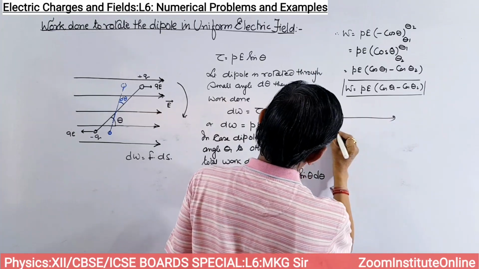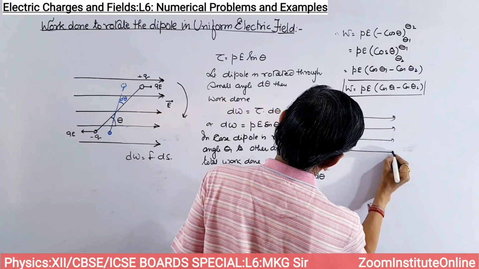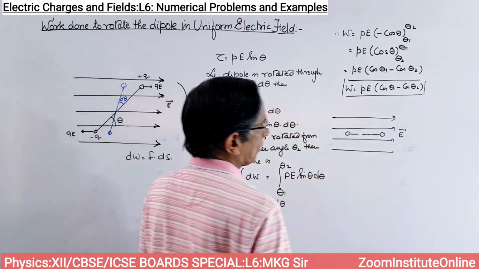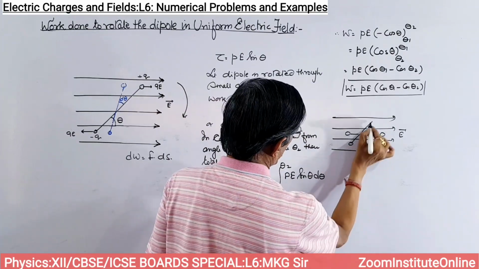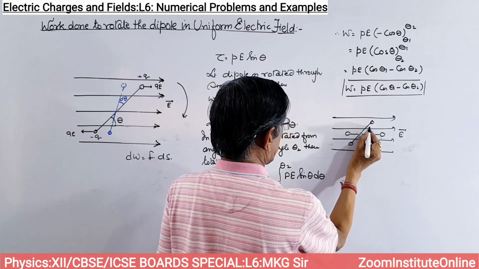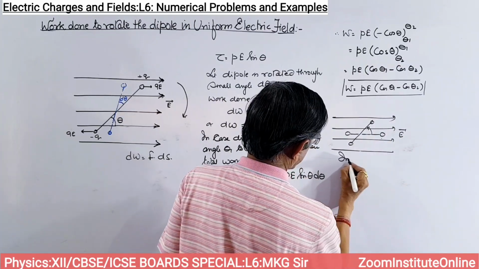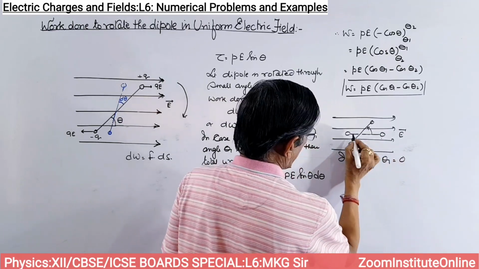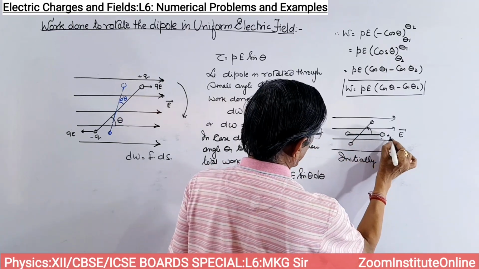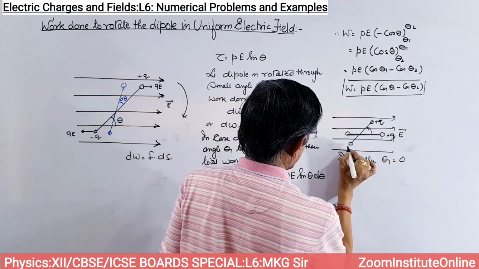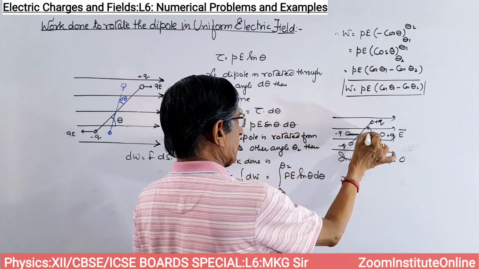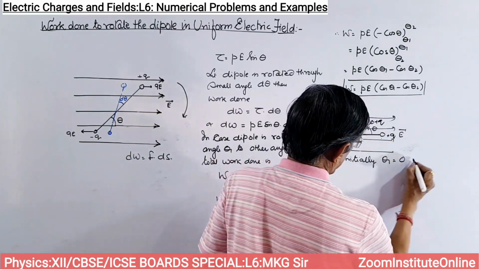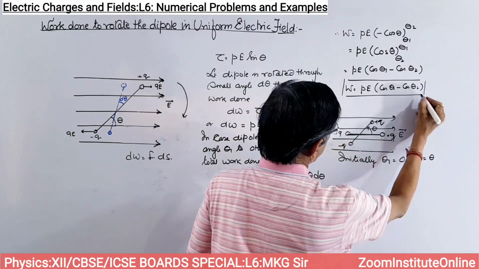Suppose this is the electric field, and initially the electric dipole is placed parallel to it, and now I bring it to this position, meaning I am going to rotate it in this way. So initially theta 1 is equal to what? Because the dipole is placed parallel to the electric field. This is plus q charge, this is minus q. So initially the dipole was parallel to the electric field and now the dipole has been rotated through an angle theta. Theta 2 is equal to theta.